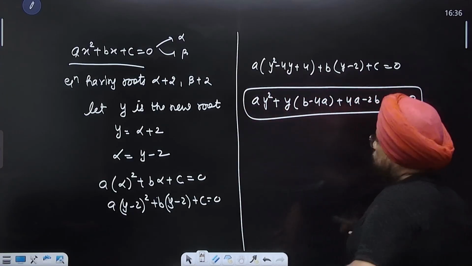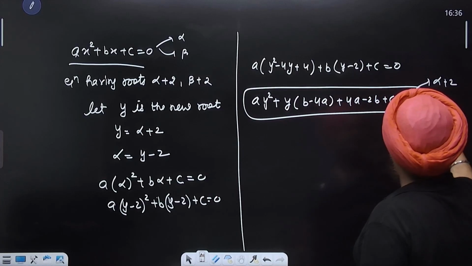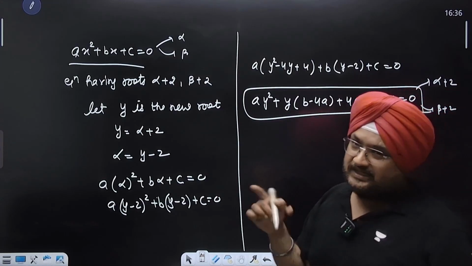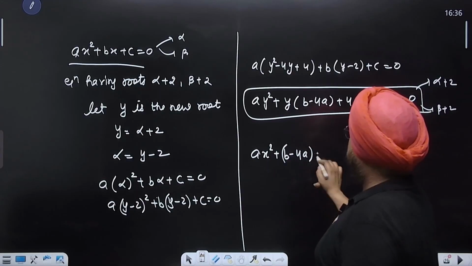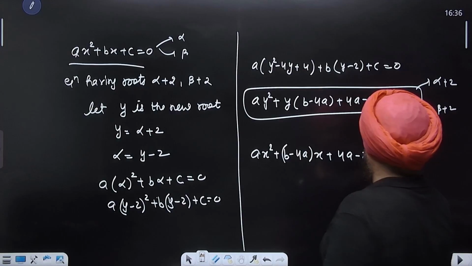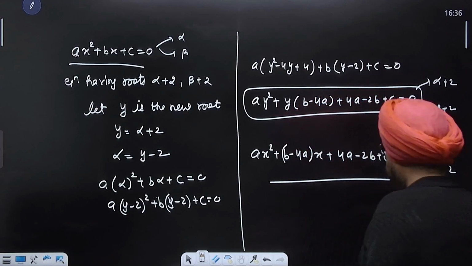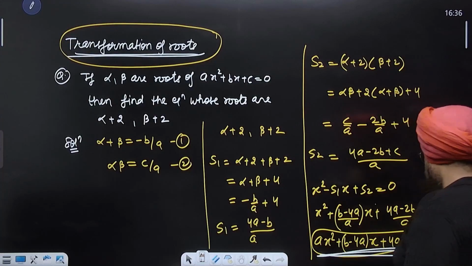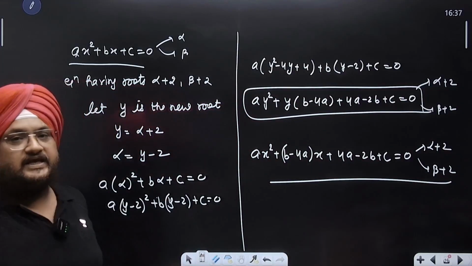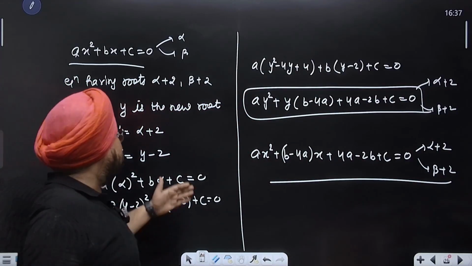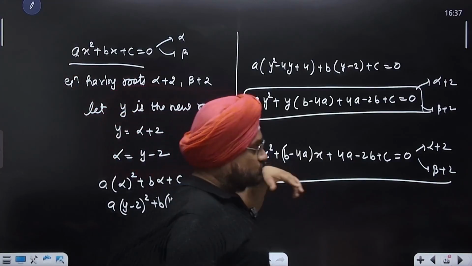This is the equation whose root is y, and y is equal to either alpha plus 2 or beta plus 2. So if I want to write the equation in variable x, I can say that this equation in x has roots alpha plus 2 and beta plus 2. So this will come out directly. What we had found by taking S1, S2, I have simply found by substituting x as x minus 2.